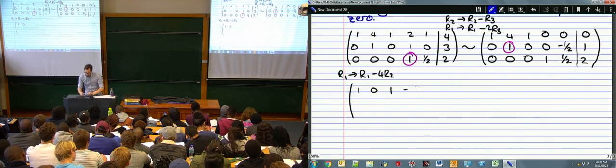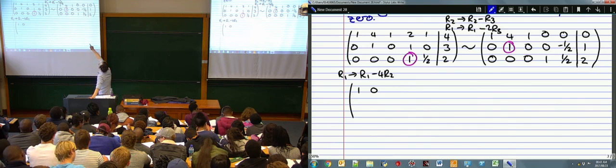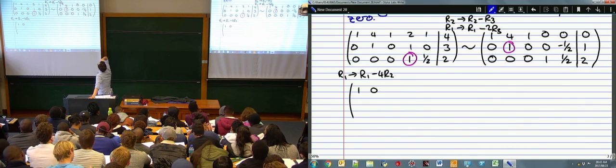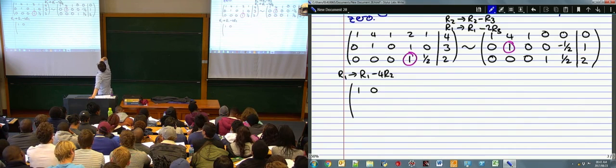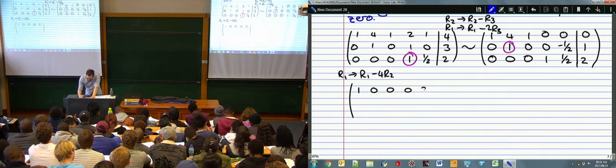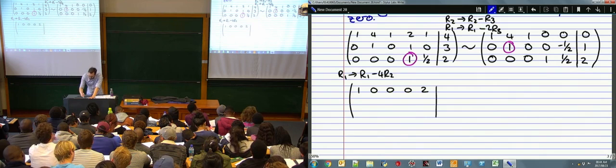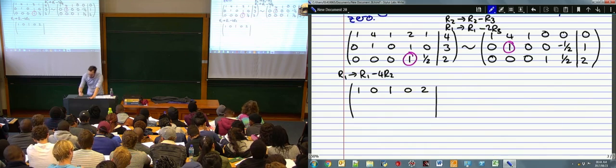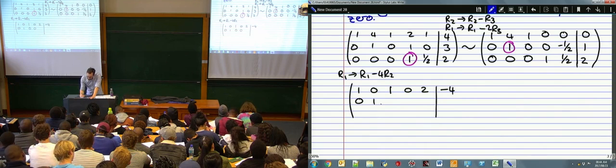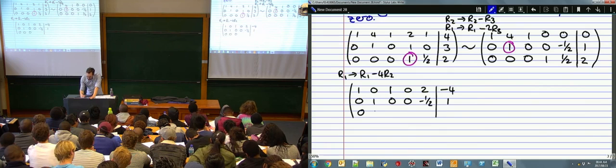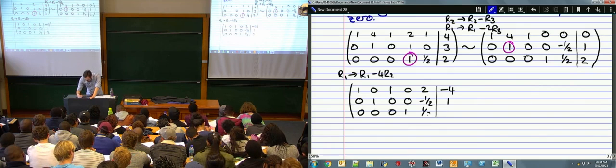Oh wait, no, what am I doing? I'm looking at the wrong row. Yeah, okay, we're looking at that row. So what is negative a half times negative 4? It is 2. No, I've missed this one. Okay, and then negative 4 times 1 is negative 4. Okay, and then the second row stays the same: 0, 1, 0, 0, negative 1 half, 1, and 0, 0, 0, 1, 1 half, 2.